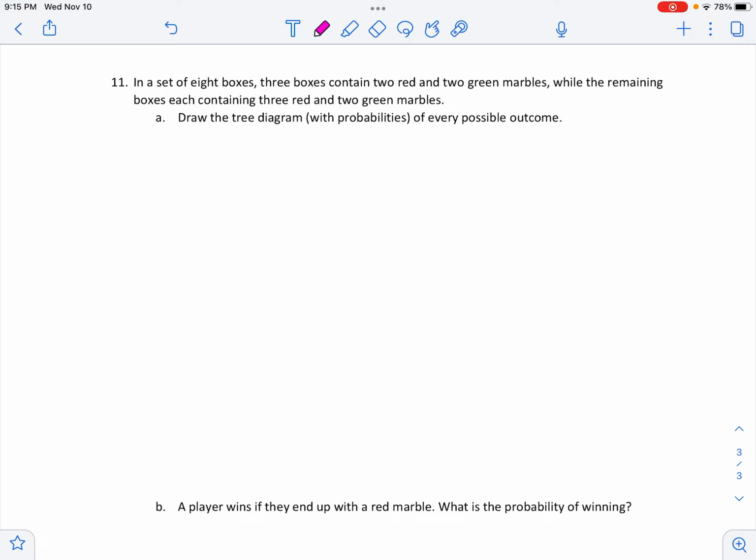The rest contain 3 red and 2 green. So what I would first do is break up my tree diagram based on the boxes. So I'm going to get started. We have maybe the A boxes that have 2 red and 2 green. And then I've got the B boxes with 3 red and 2 green.